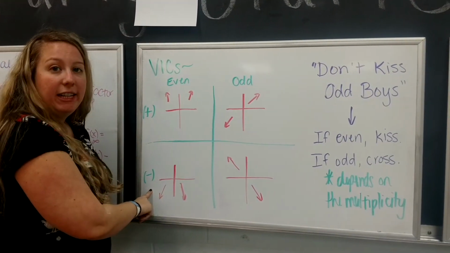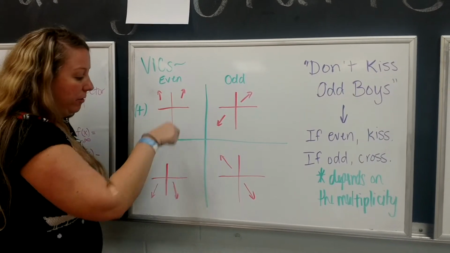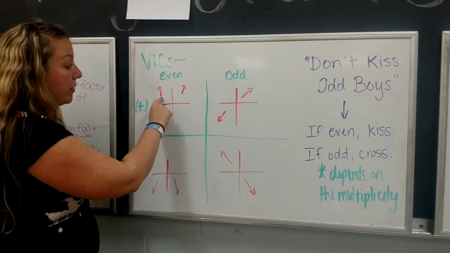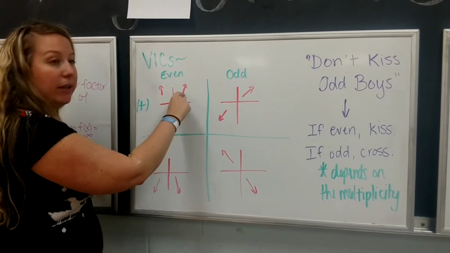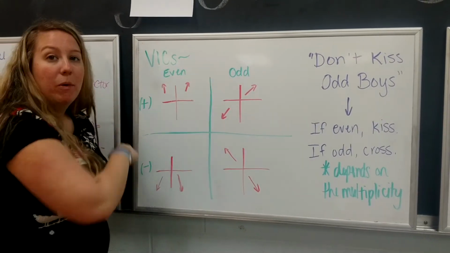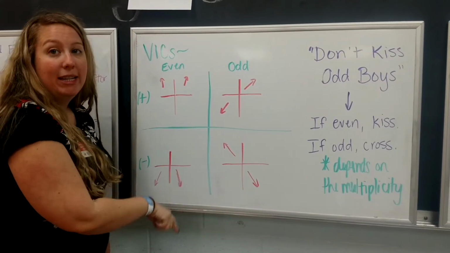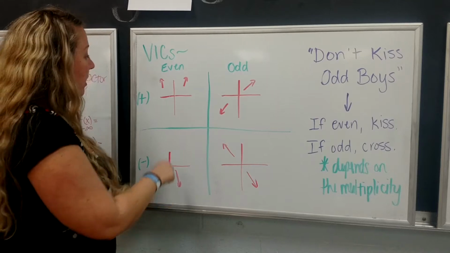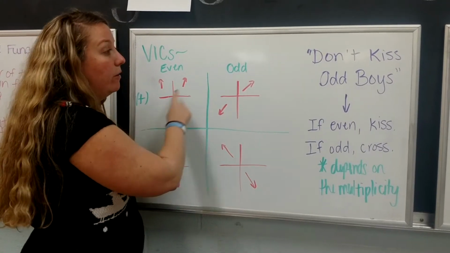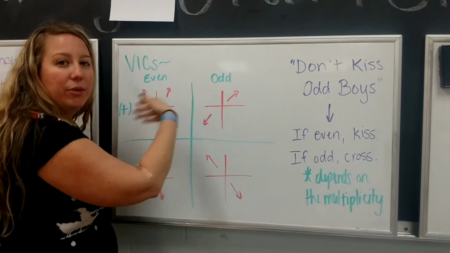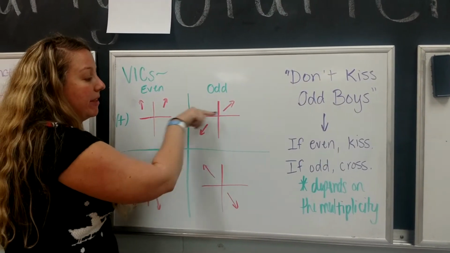If you have a negative leading coefficient and an even polynomial, both of your ends are going to go down, or towards negative infinity. So this graph can do anything it wants in the middle here, but know that at the end, they're both going to end up going up. And this can do anything it wants in the middle here, but at the end, they're both going to go down.